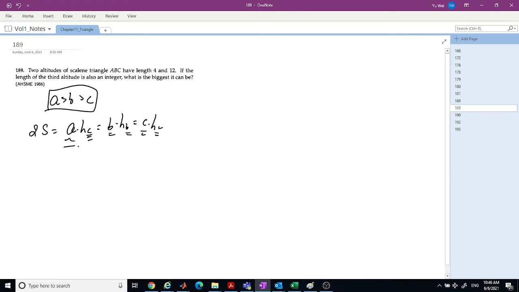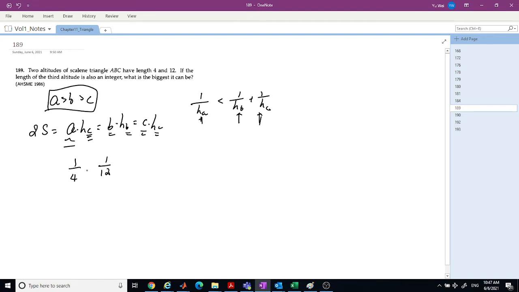So we know one altitude is 4 and another altitude is 12, right? So we know 1 over 4 and the other 1 over 12. Remember, we have 1 over Ha should be less than 1 over Hb plus 1 over Hc. So the inverses of the two largest altitudes together are greater than the inverse of the shortest, right? So we want Ha as big as possible, which means we want 1 over Ha as small as possible, right?